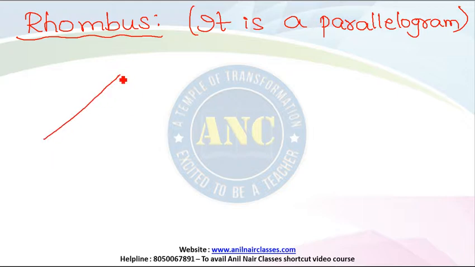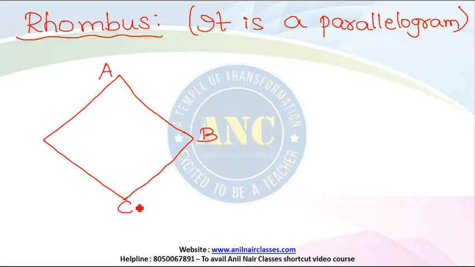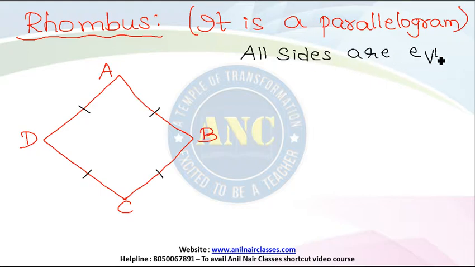Suppose I draw this rhombus, you can draw the diagram in whatever way you want. I am drawing it in this way, sir. Suppose I call it ABCD. In a rhombus, the properties say that it is similar to a square. All the sides are equal first of all. In a rhombus, all sides are equal.